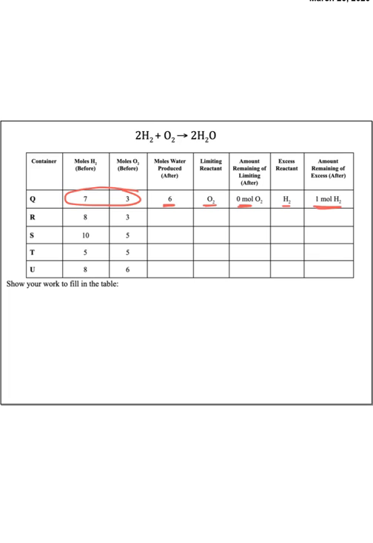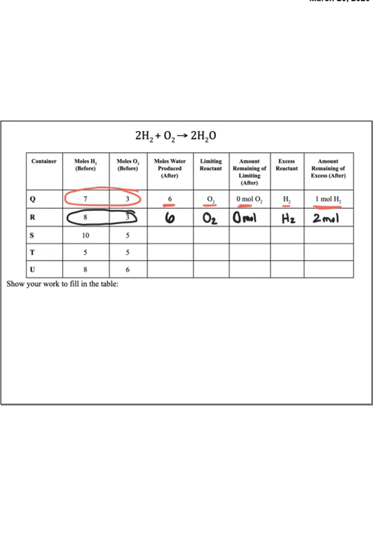So for R, it says we're going to start with 8 and 3. So let's go. We said that there were 6 moles of water produced. My limiting was oxygen, and there was 0 left over of oxygen. Hydrogen was my excess, and there were 2 moles of hydrogen in excess.